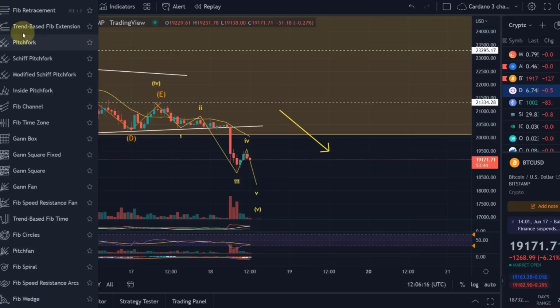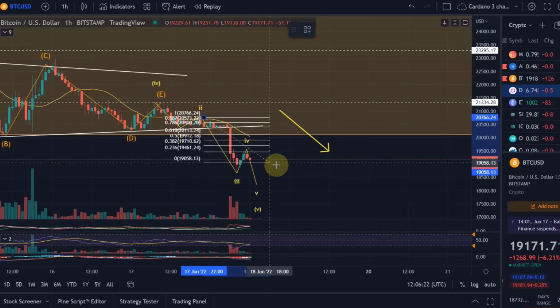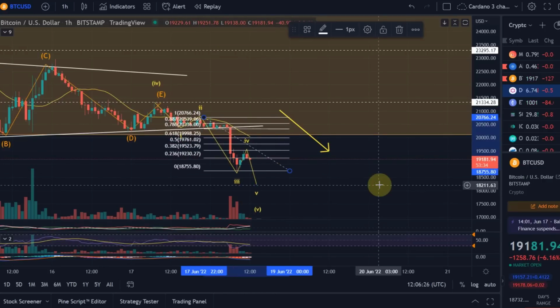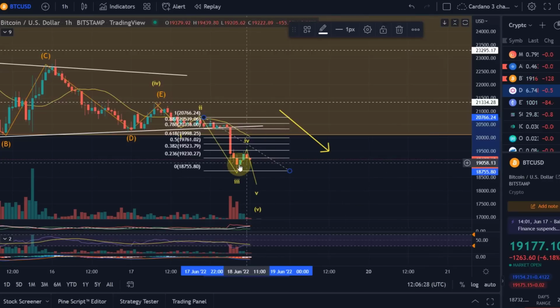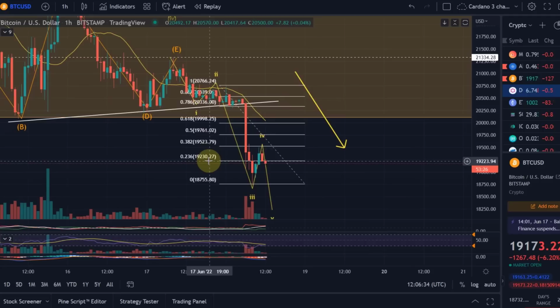I can pretty much tell you without measuring that this is probably already the minimum requirement fulfilled of the wave 4, because what you would normally see in a wave 4 is the 23.6% Fibonacci retracement level as a minimum. That was here 19,230. We then moved all the way to the 38.2%, which is the ideal level for a wave 4. Yeah, and this was 19,523, and we came pretty much to that level.